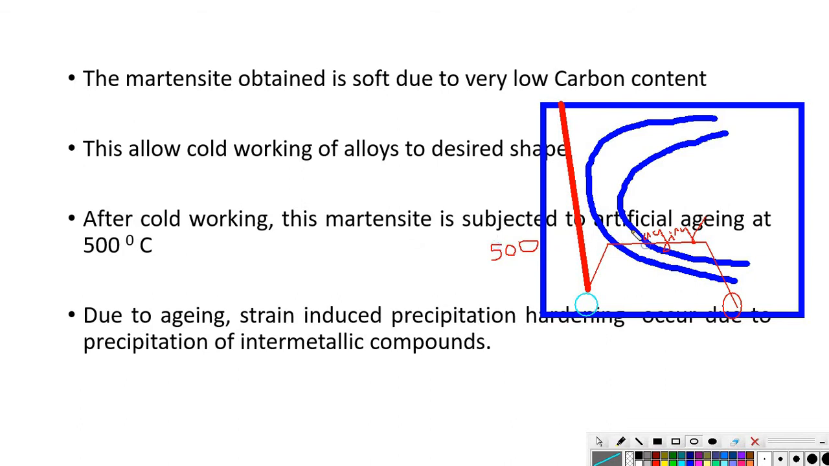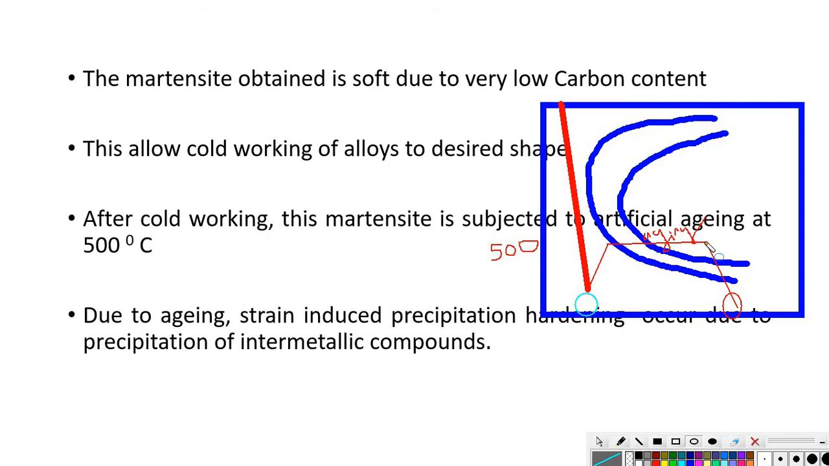This martensite is subjected to artificial aging. This is artificial aging at 500 degrees Celsius. So at this point it is very soft, and during that time we make a product. We convert the raw material into a product, and that product is subjected to the aging process. That means we keep the final product at 500 degrees Celsius for a longer period of time.